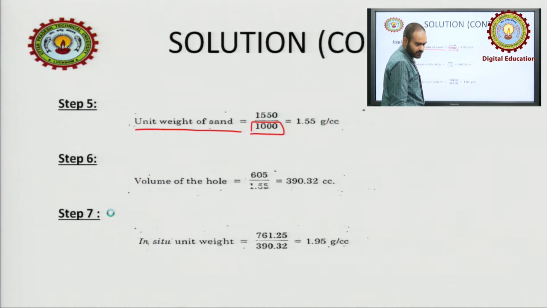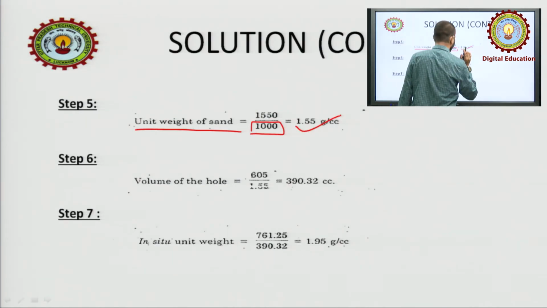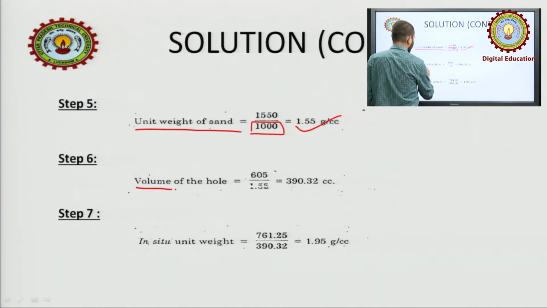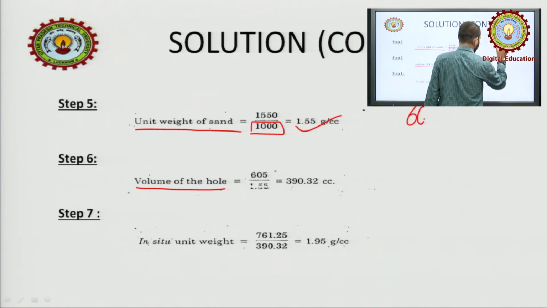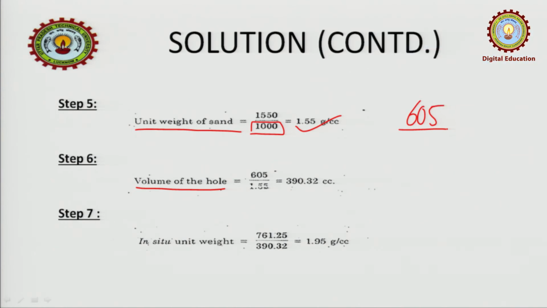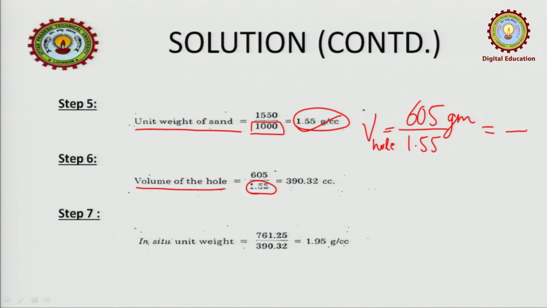Okay, unit weight. So we have done the same here. This comes out to be 1.55. And volume of hole, how will you find out the volume of hole? If you remember, this is the mass of the sand which was used up to fill the hole. Just now we calculated it in the previous slide. So this is the mass, and we know the dry density or the unit weight of the sand which we have calculated here. So dividing the two will obviously give us the volume of hole. Okay, so this is what we calculated here, and which comes out to be 390.32 cc.